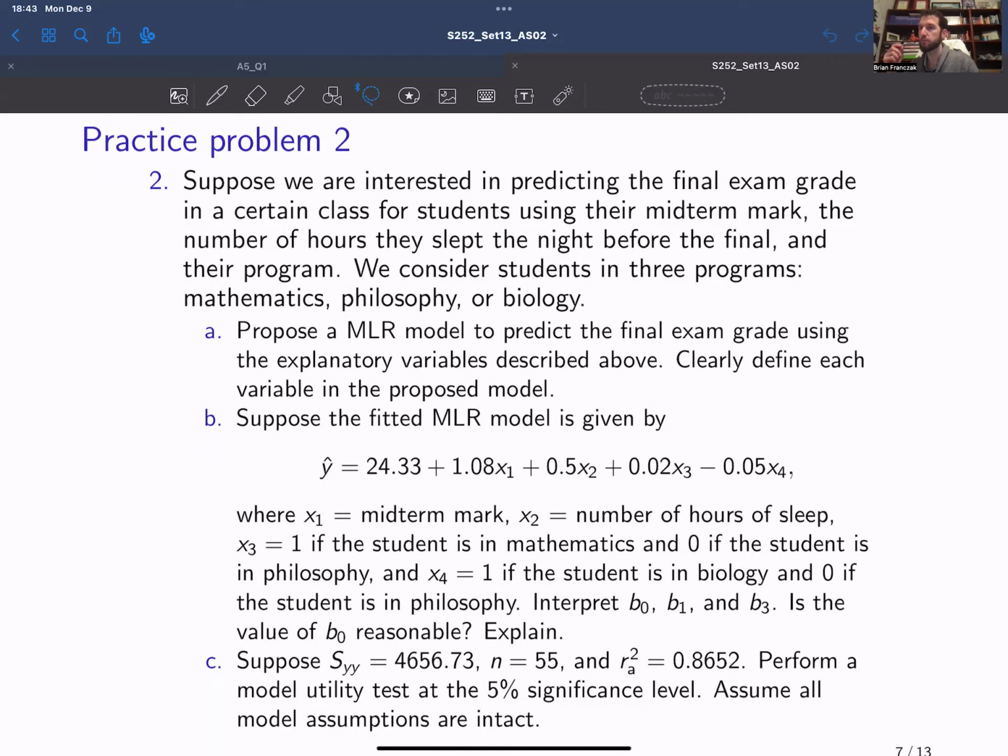We're going to work through practice problems 2 and 3 from lecture set 13. We started these problems in class. As a reminder, we are trying to predict final exam score from midterm mark, the number of hours the students slept the night before the final, and the program that they're in. There are 3 levels to the program variable: mathematics, philosophy, or biology.